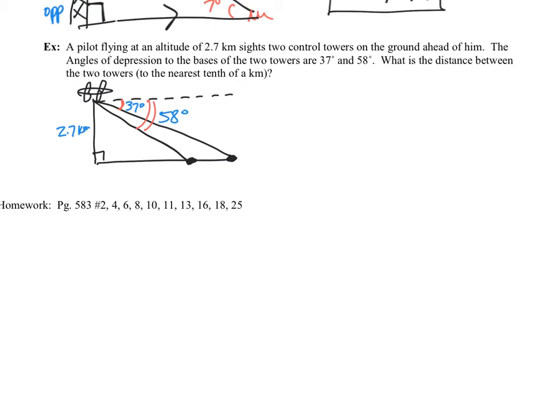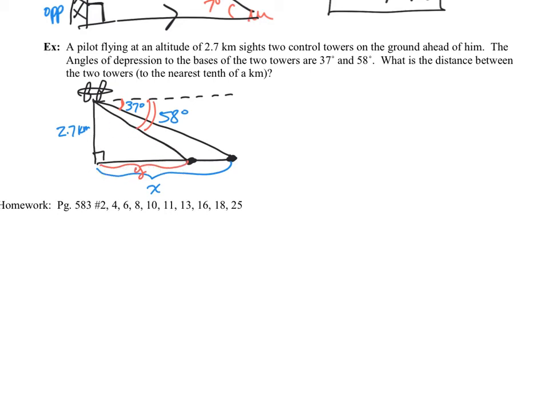Okay, so to do that, let's first of all find this measure, which we can do by using this right triangle. We will identify an interior acute angle, write a trig ratio to find this measure. I'm going to call it X. Next we're going to find this measure. I'm going to call it Y, and we'll be able to do that using this right triangle.